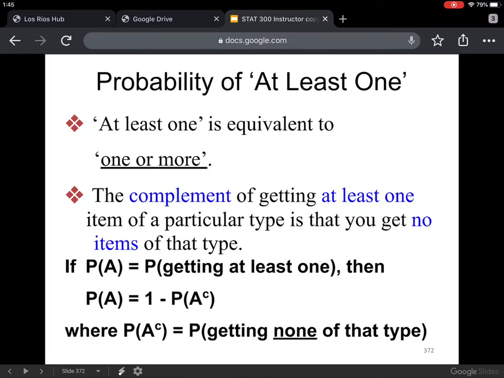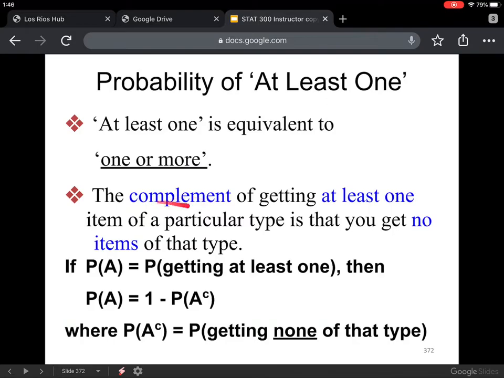Okay, so let's take a look at these phrases. The first one was at least one. What does at least one mean? At least one means or is equivalent to one or more. Try to remember that. At least one is the same thing as one or more, right? The complement of getting at least one item of a particular type is that you get no items of that type, right?